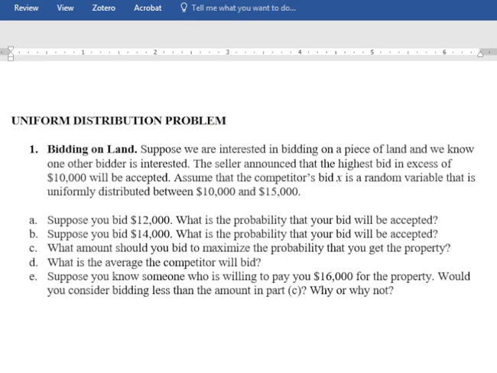Part C wants us to find the amount you should bid to maximize the probability of getting the property.